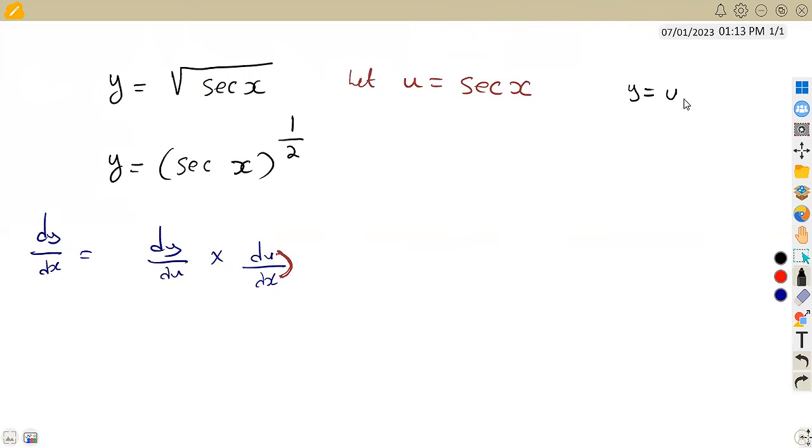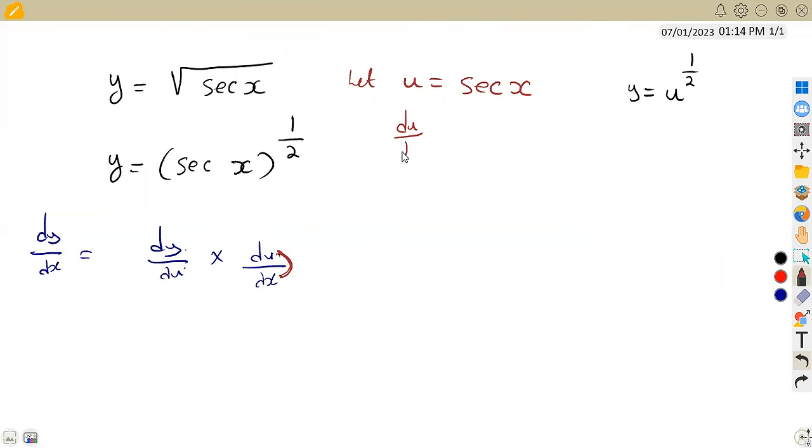So this will be u to the exponent of a half. Once you've got your u and your y in terms of u, then you can find your derivative. You need dy/du, you need du/dx. So from this part, we are going to find the derivatives as per our formula.